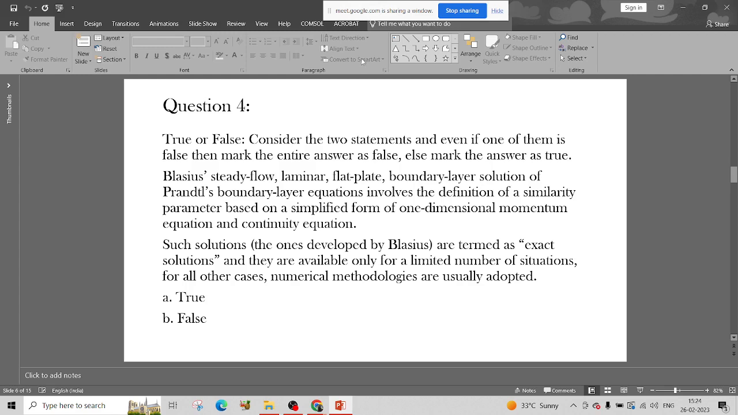This involves the definition of a similarity parameter based on the simplified form of the one-dimensional momentum equation and continuity equation. Such solutions, the ones developed by Blasius, are termed exact solutions, and they are available only for a limited number of situations. For all other cases, numerical methodologies are usually adopted.